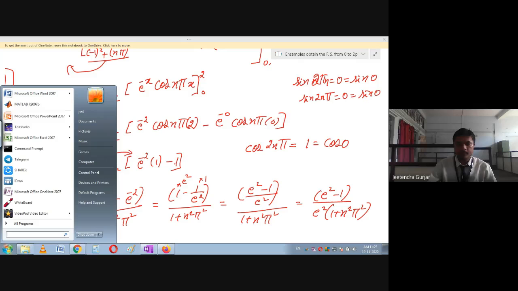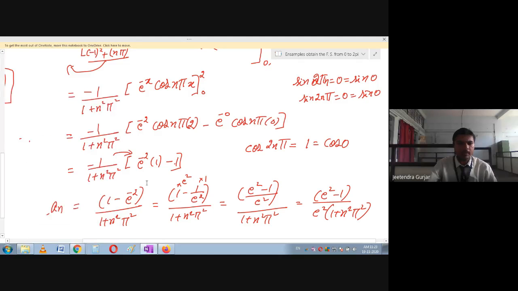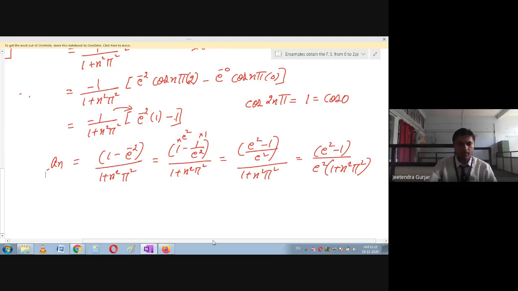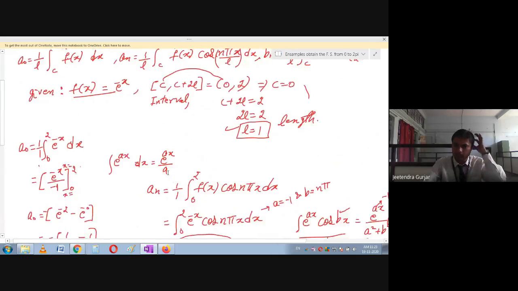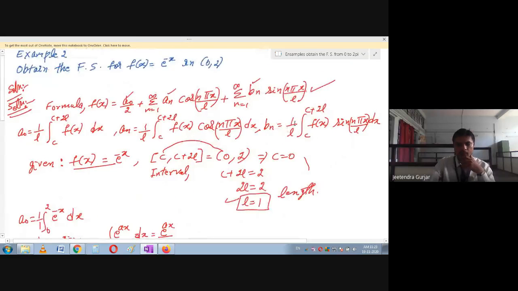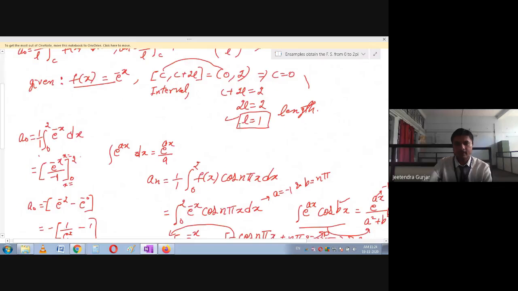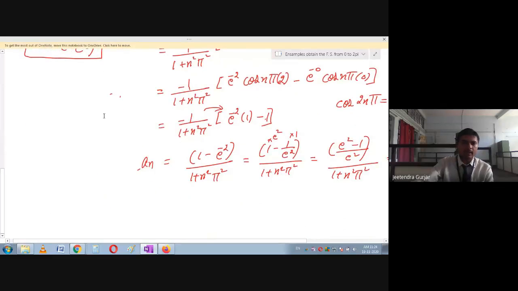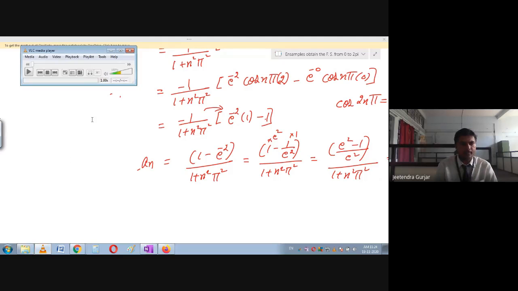So what is remaining now? Yes, we are remaining with bn. Use the bn formula I have already given. bn is equal to 1 upon L, integration from c to c plus 2L, f of x sine n pi x upon L dx. So take this formula and substitute the values: L is equal to 1, f of x is equal to e raised to minus x. Then after simplifying, what will I get here, students?